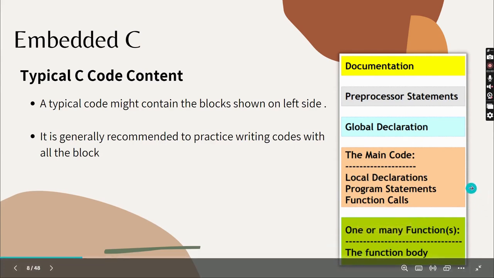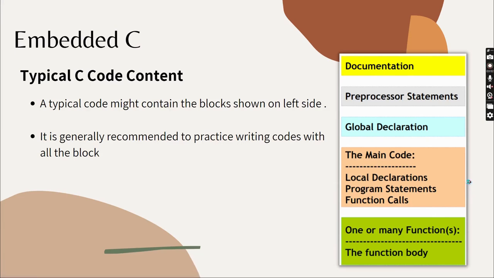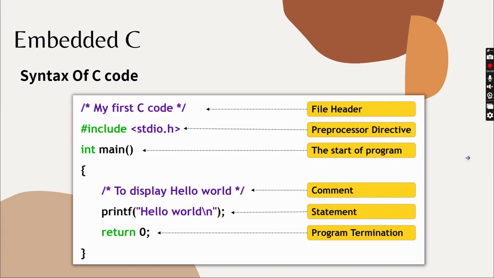A function is just a block of basic code which we use in a program regularly and many times. And then this is the syntax of our C code. First we have the preprocessor directive. Let me explain it very simply: these are the header files. Header files contain the libraries.